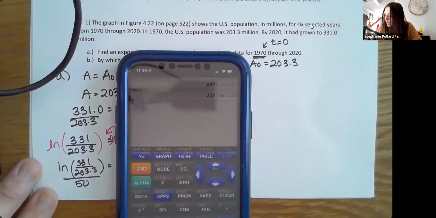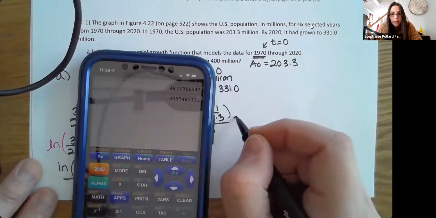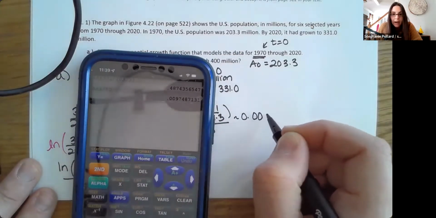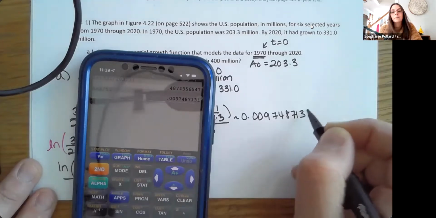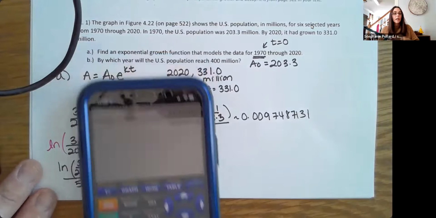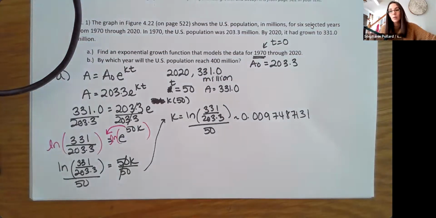Brighten that up a little bit. And then what we get for our value is about 0.0097487131. Now, I'll tell you that the more decimal places you use, the more accurate this is going to be. I would normally recommend probably at least 4 or 5 decimal places here, if I'm being honest.